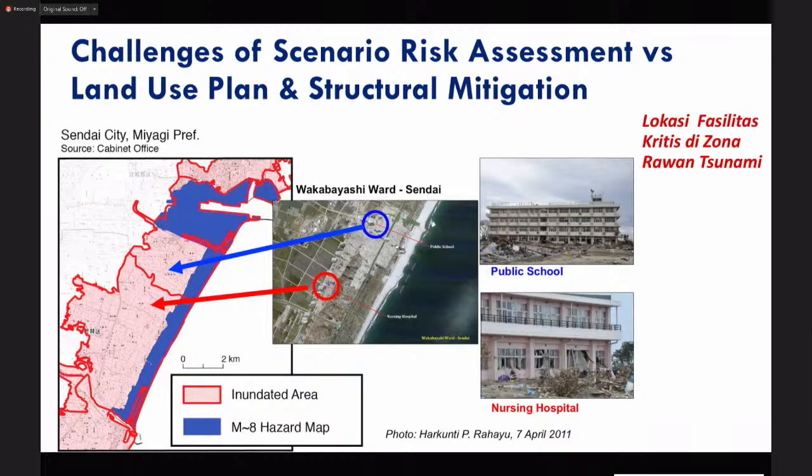This is in Wakabayashi ward in Sendai City. And you could imagine if they already had it at magnitude 9, they would understand how they can prevent and how they can prepare all this critical facility to respond. For example, if you got a chance to see this in the Sendai area, at the public school, 100% of students and teachers were safe because they evacuated to the fifth floor. Maybe you can see here, most of the buildings in Japan, especially the schools, are not using lifts.